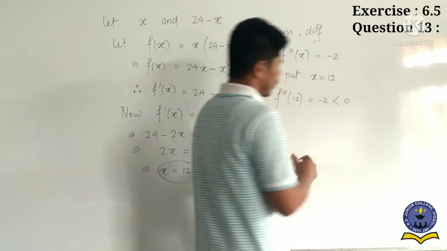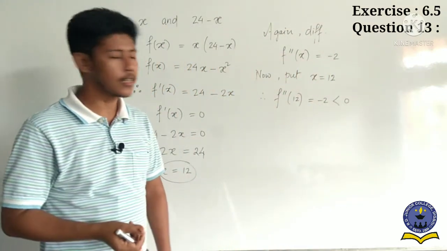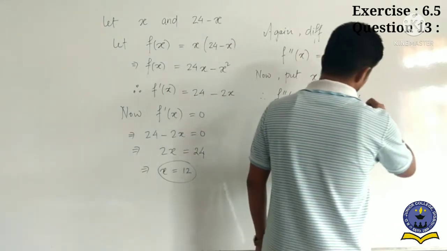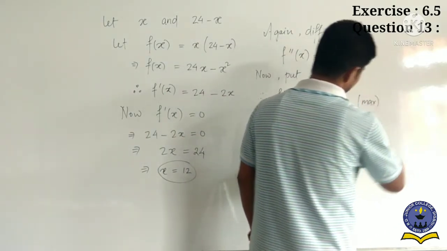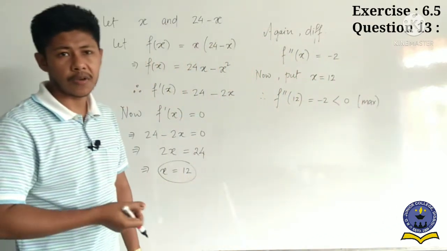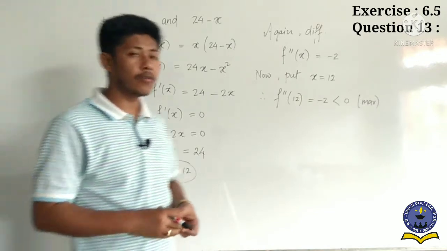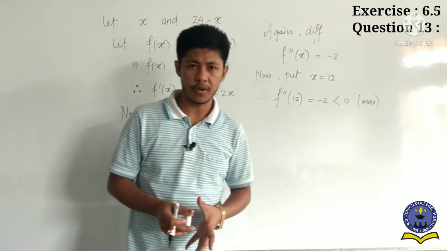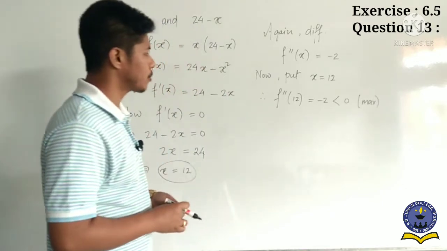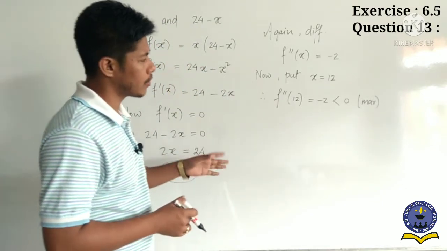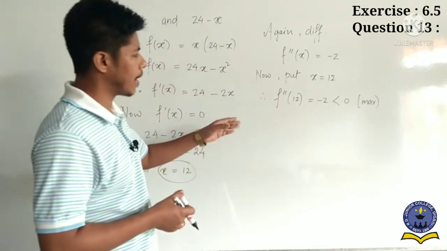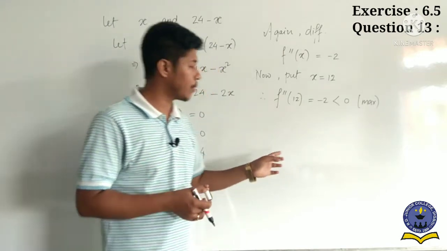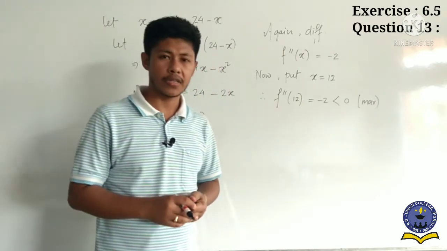That means a negative value, less than 0. If less than 0, according to our second derivative condition, we know we get a maximum value. According to our question, as large as possible is mentioned. For that reason, we have to verify this one, and at which point do we get maximum? At 12 we get maximum.